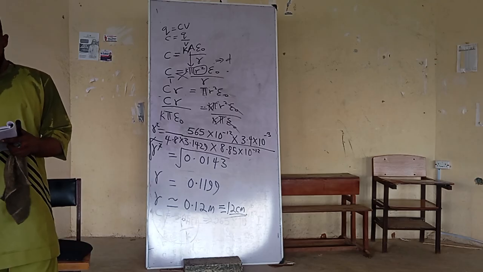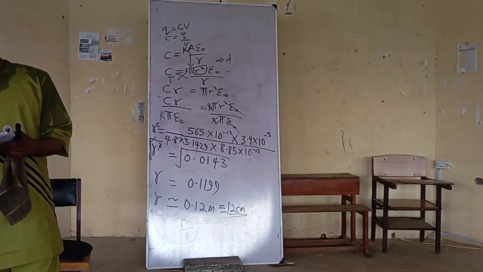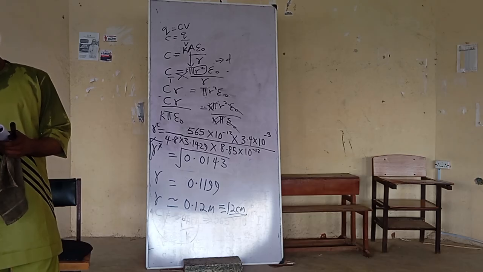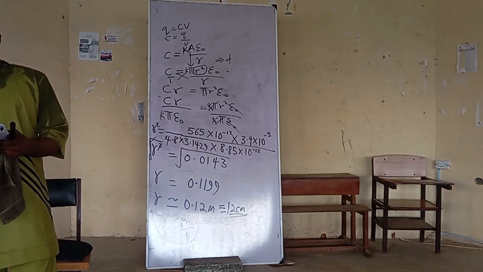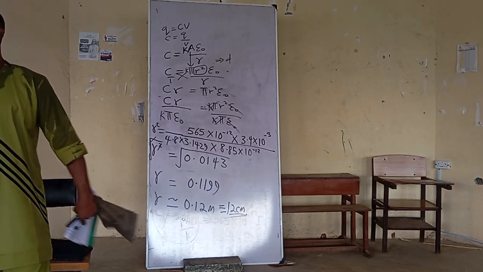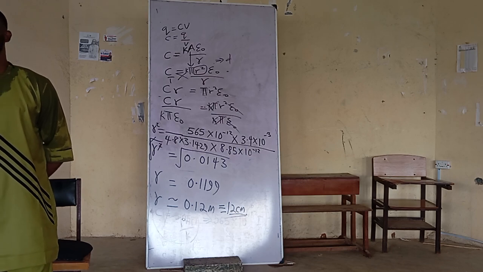Number 2 question. Two capacitors of capacitance 4 microfarad and 2 microfarad respectively are joined in series with a battery of EMF 100. Do you know what EMF means? Electromotive force. But what did I tell you it is?